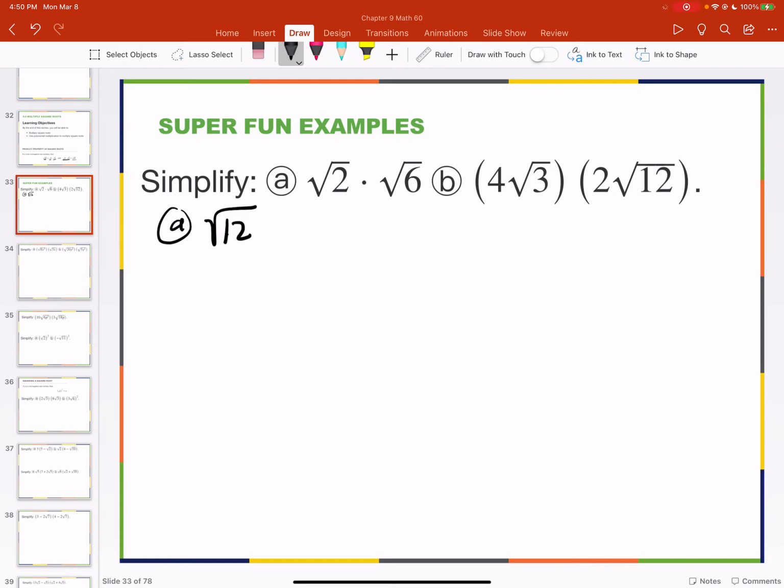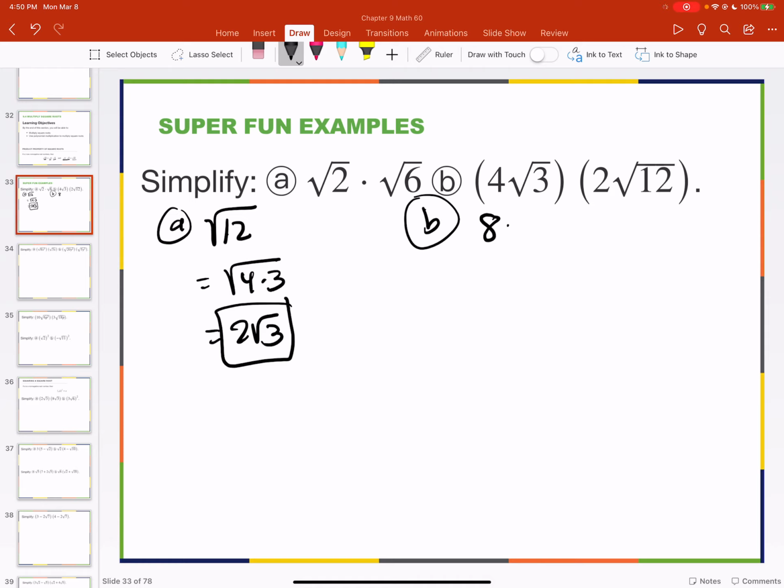And we could reduce square root of 12 because 12 is 4 times 3. And then we know that square root of 4 is 2, so your answer is 2 root 3. Okay. About this one here, we would multiply the whole number part and then what's inside the radical. So you have 8 square root of 3 times 12, which is 36. But what's square root of 36? That's just 6. So then your answer would be 48.